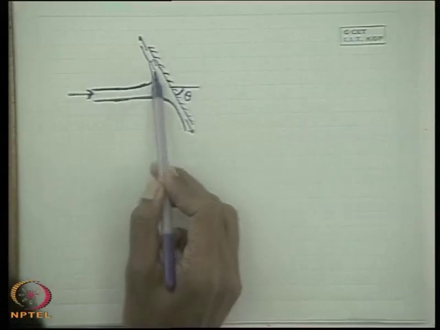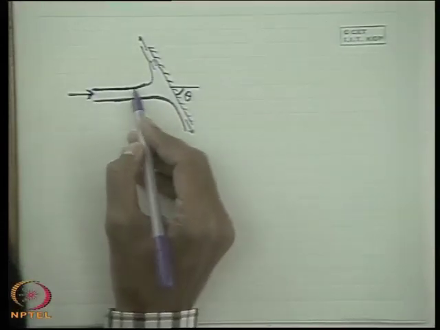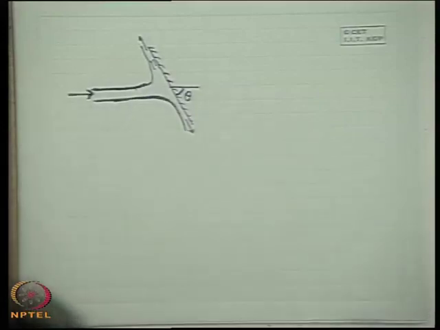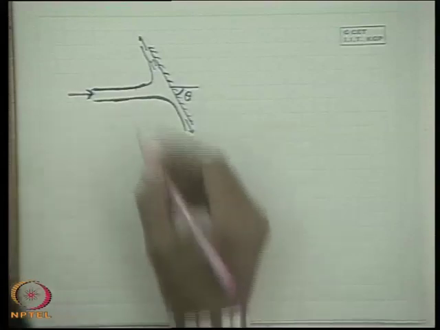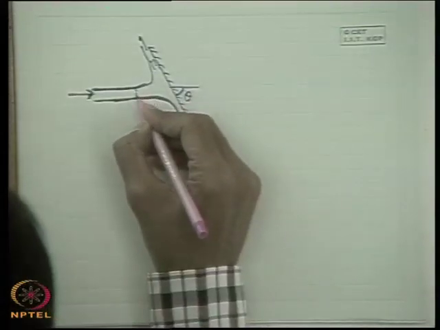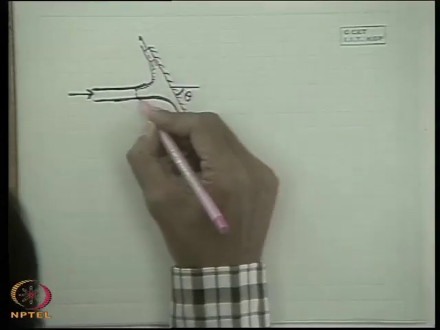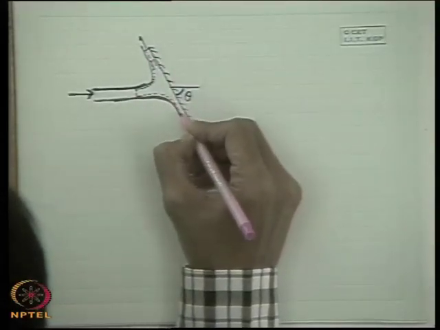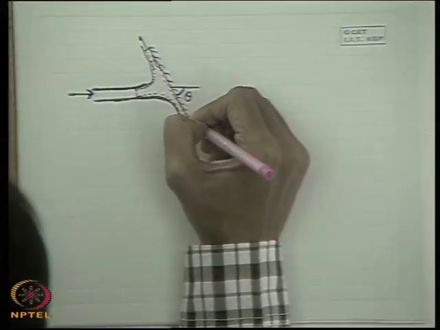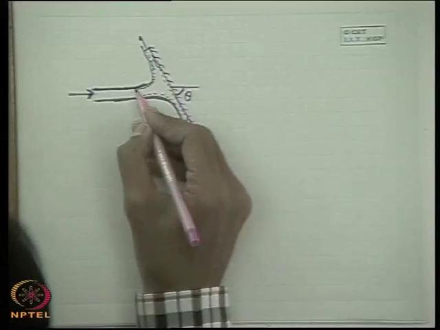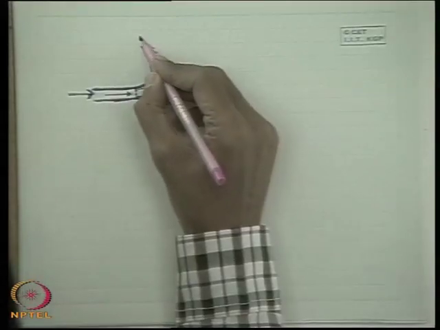For that, as usual, we use a control volume. We can take a control volume of the fluid, a fluid element just like this, with its surface adhering to the plate surface, one of the faces perpendicular to the inlet flow, and the other faces perpendicular to the outlet flow.